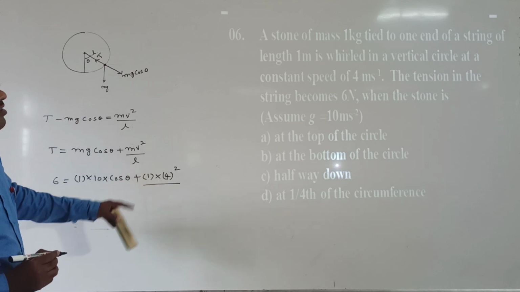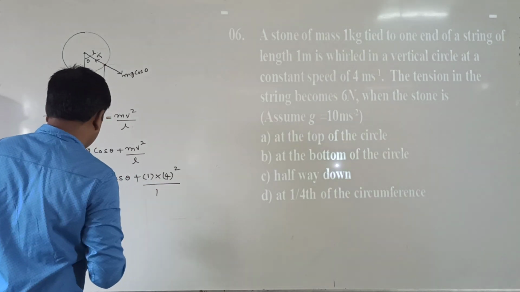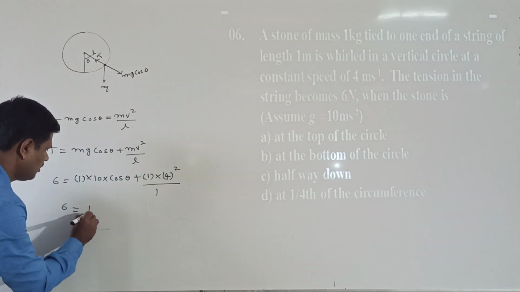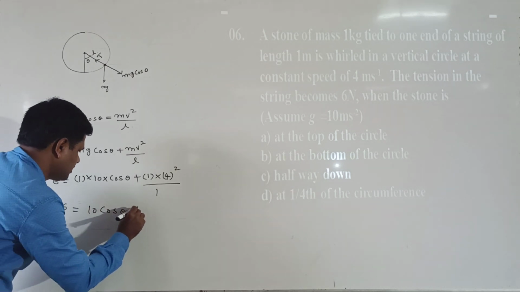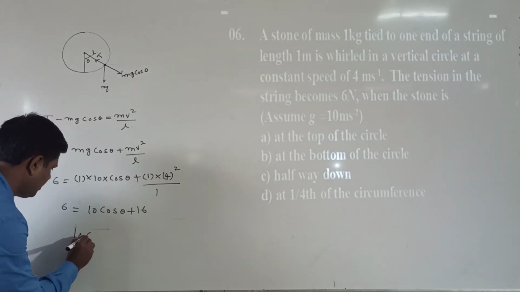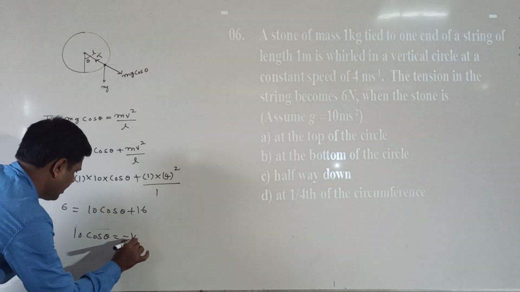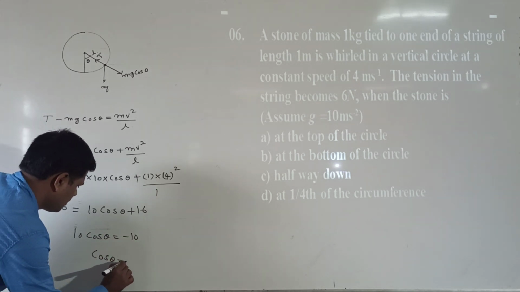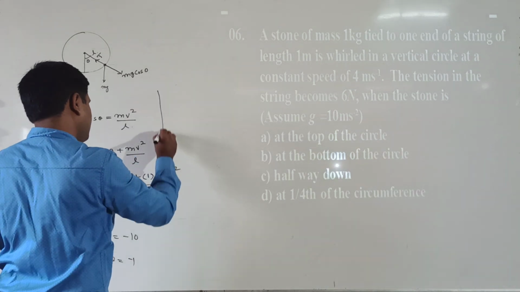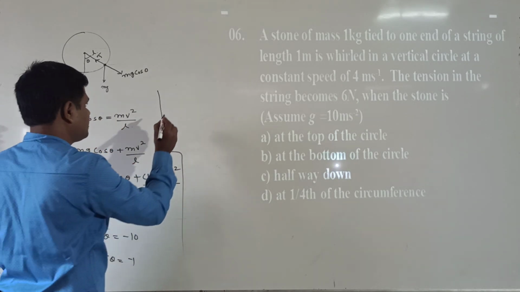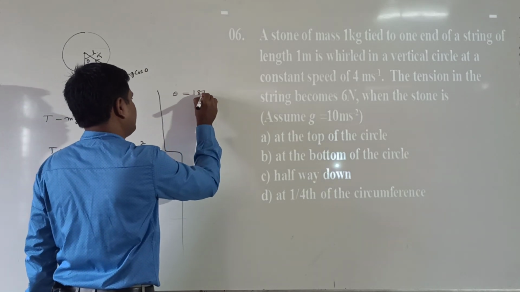Now length is equal to 1 meter is given. Now what is here? 6 equal to 10 cos theta plus 16. Now from this we are getting 10 cos theta is equal to minus 10. Cos theta is equal to minus 1. So cos theta is equal to minus 1 means theta is equal to 180 degrees.